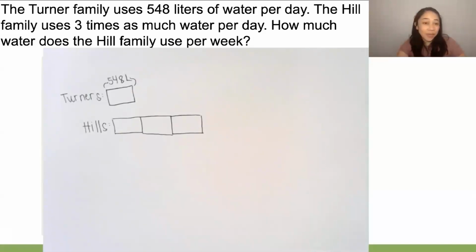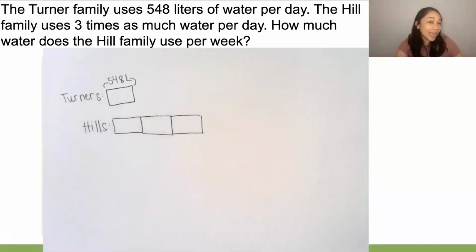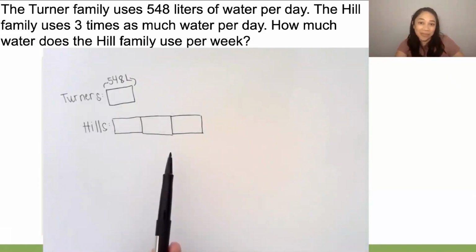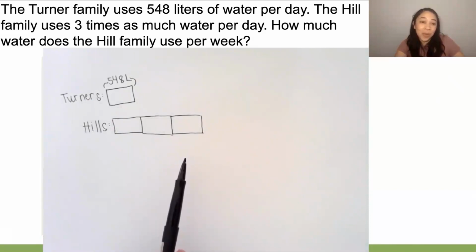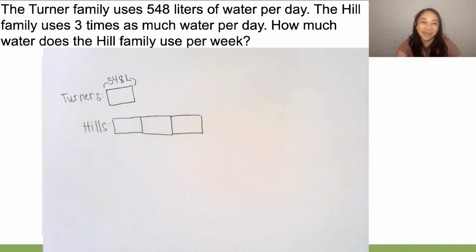Here you can see that I've drawn 2 tapes. The first tape represents how much water the Turner family uses per day, which is 548 liters. The second tape represents how much water the Hill family uses. We don't know the actual amount, but we do know it's 3 times as much as the Hill family, which is why their tape is 3 times as long.